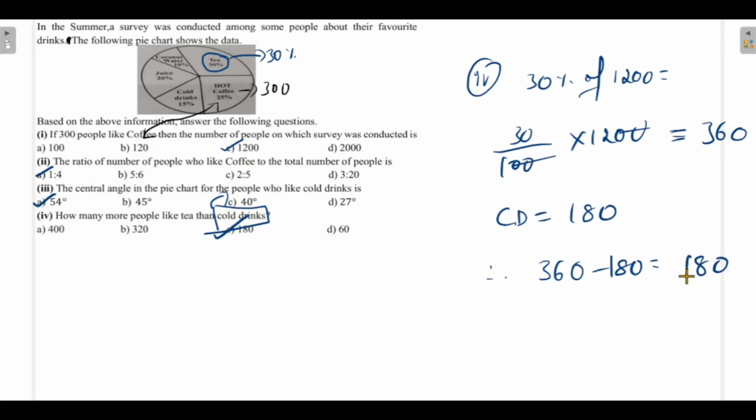Okay, these types of case study problems are also given in many competitive examinations. So in order to solve these types of problems, we have to remember all the basic formulas. The central angle formula is data by total into 360. This is a basic formula of data handling. Based on these basic formulas, so many questions will be asked in competitive examinations.